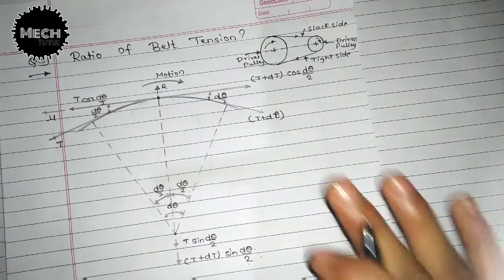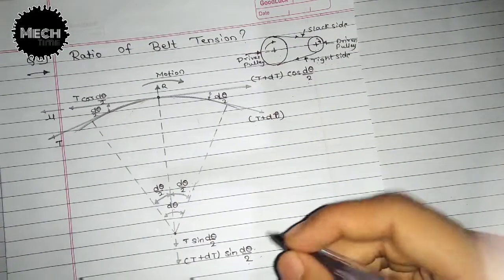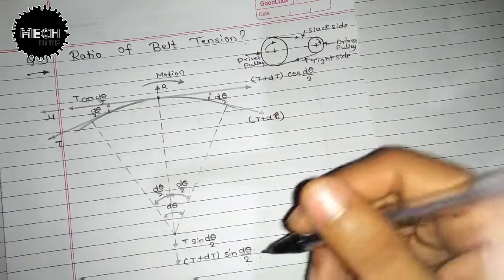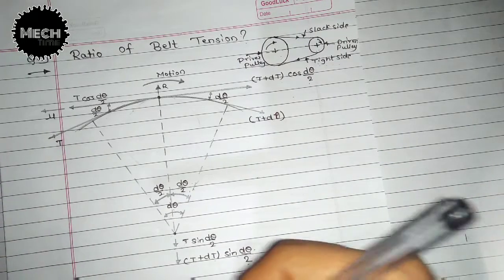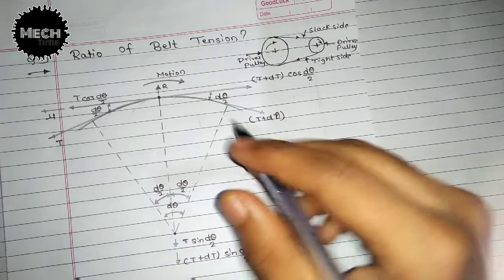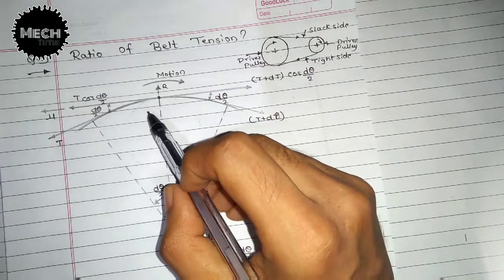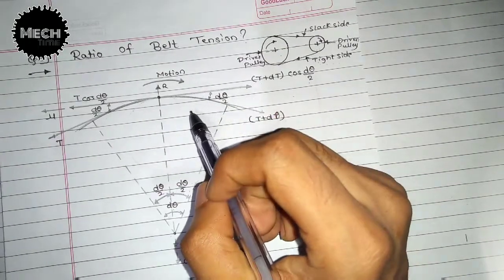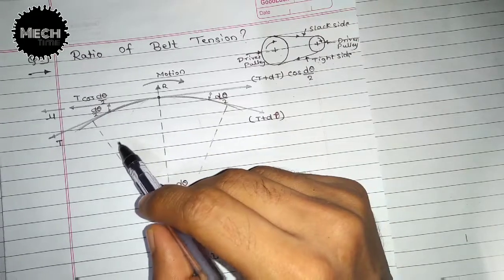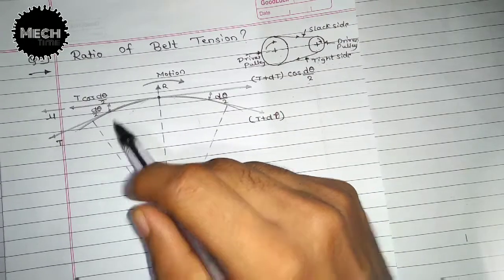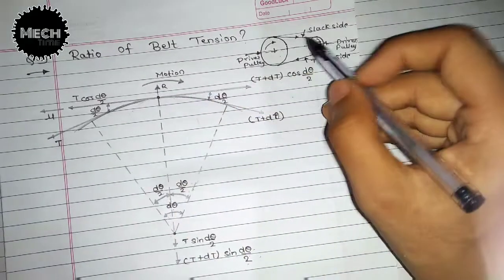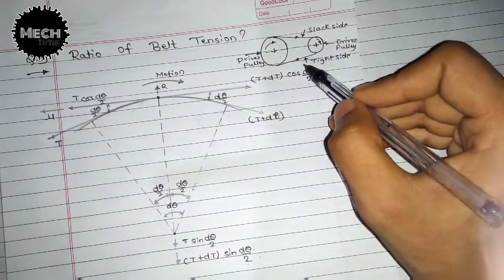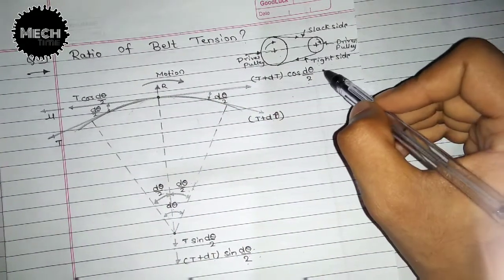Guys, this is also an important question. It will be asked in your semester examination as well as the internal examination. And for solving problems you need to know which part will have more tension and which has less tension, and then the ratio of belt tension. So you have to find the tension between the slack and tight sides.